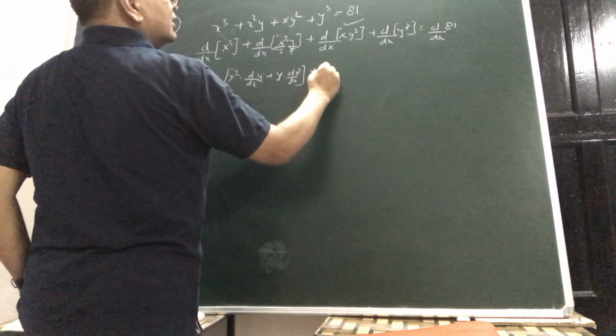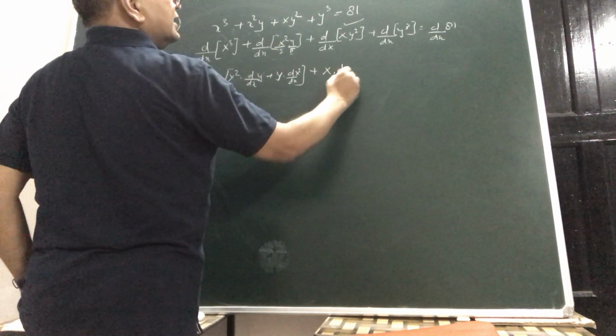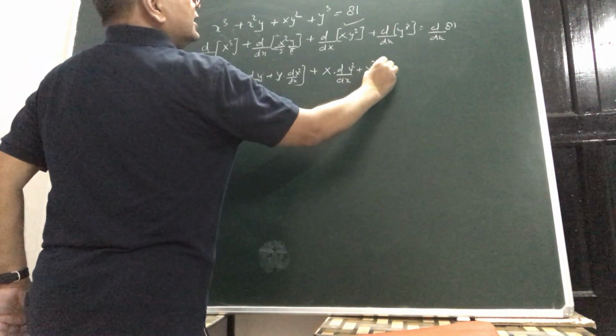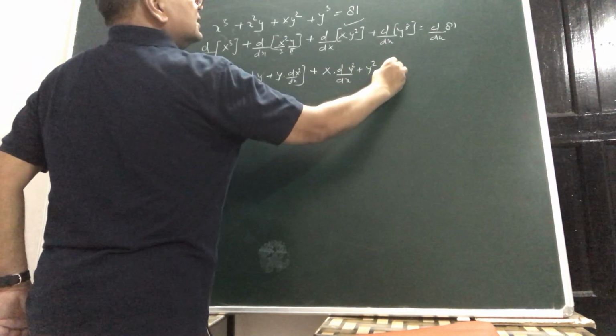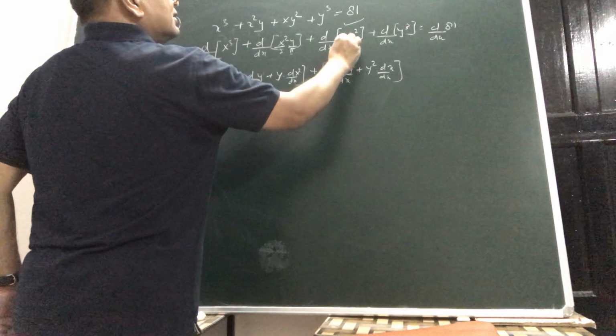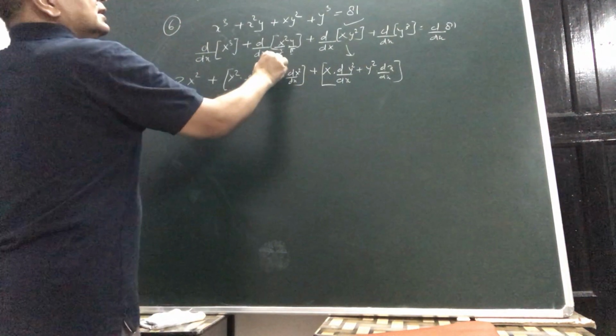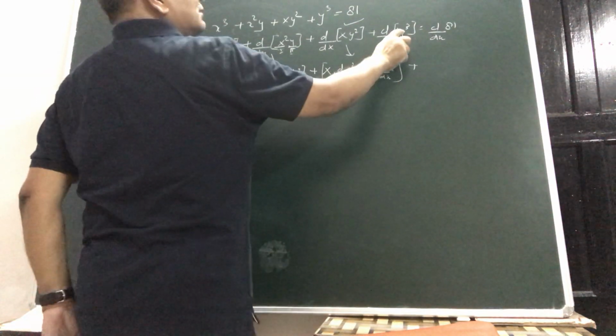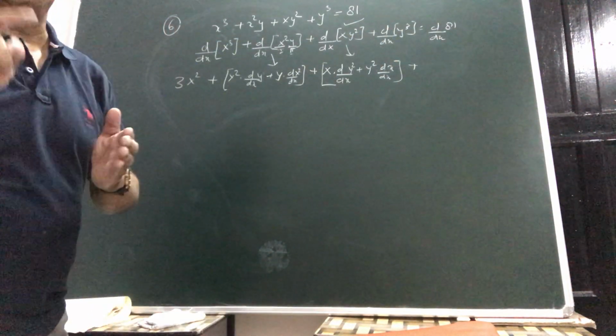So what will it be? First function x into derivative of second, d upon dx of y square, plus y square into d by dx of x. This is the derivative here, this is the derivative here. Plus d upon dx of y cube. So what is this? y is a function of x, so it is like 5x whole cube.